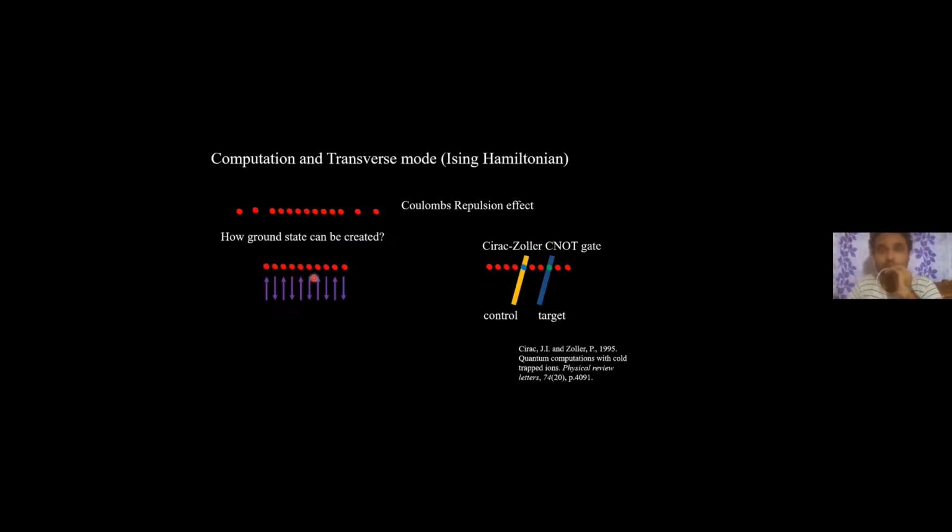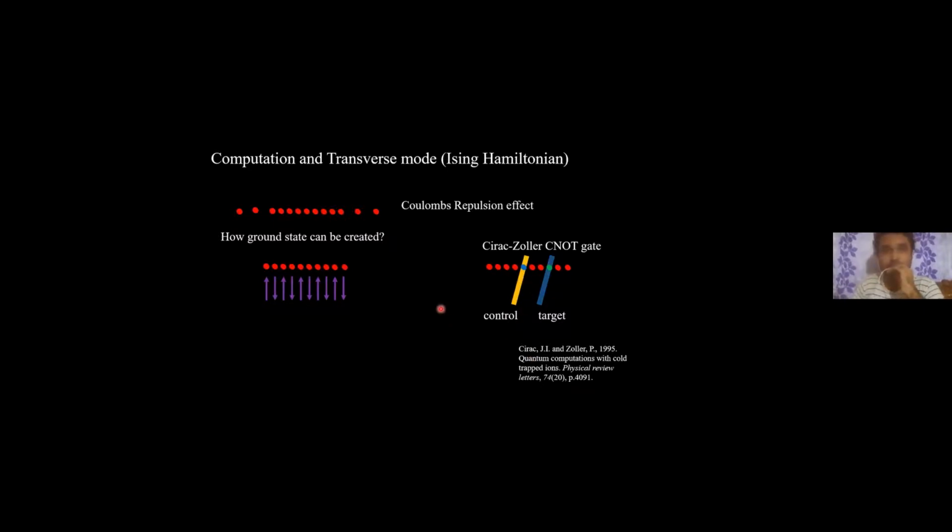And to compute things, I have to create a ground state. One way to create a ground state is that if one atom ion is in spin up, the other is spin down. So if I make a pair like this, all of these atoms ions are in the ground state. And there is the famous Cirac-Zoller CNOT gate to make computational CNOT gates, and there is a paper I mentioned.